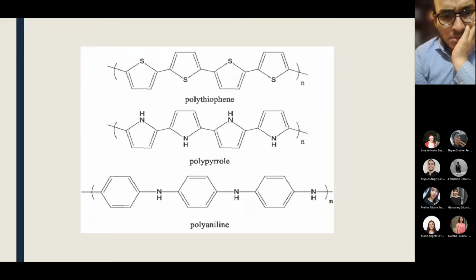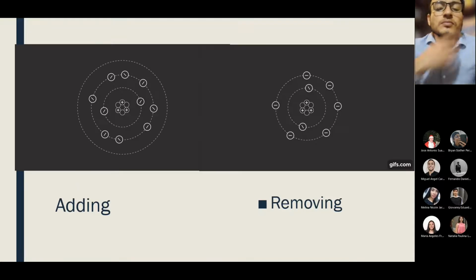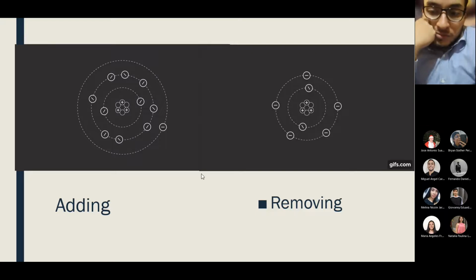We have some examples. You can have polyethylene, polypyrrole, and polyaniline. Also, some polyacetylenes can conduct electricity. They were one of the first ones to be discovered. Also, to enhance these properties, we can add additives for adding or removing electrons, as we know, N-doping or P-doping, in order to generate more current carriers, maybe holes or free electrons.